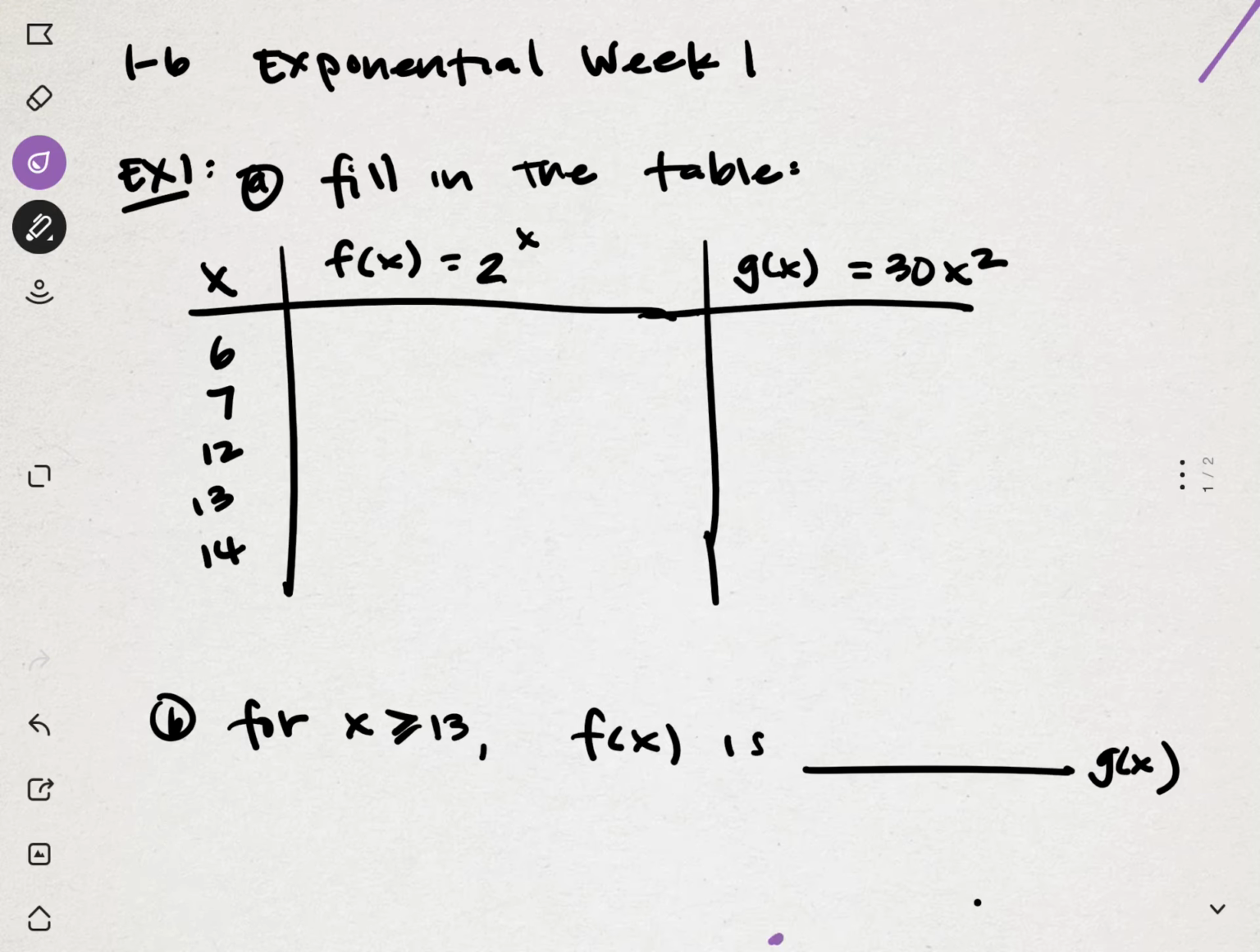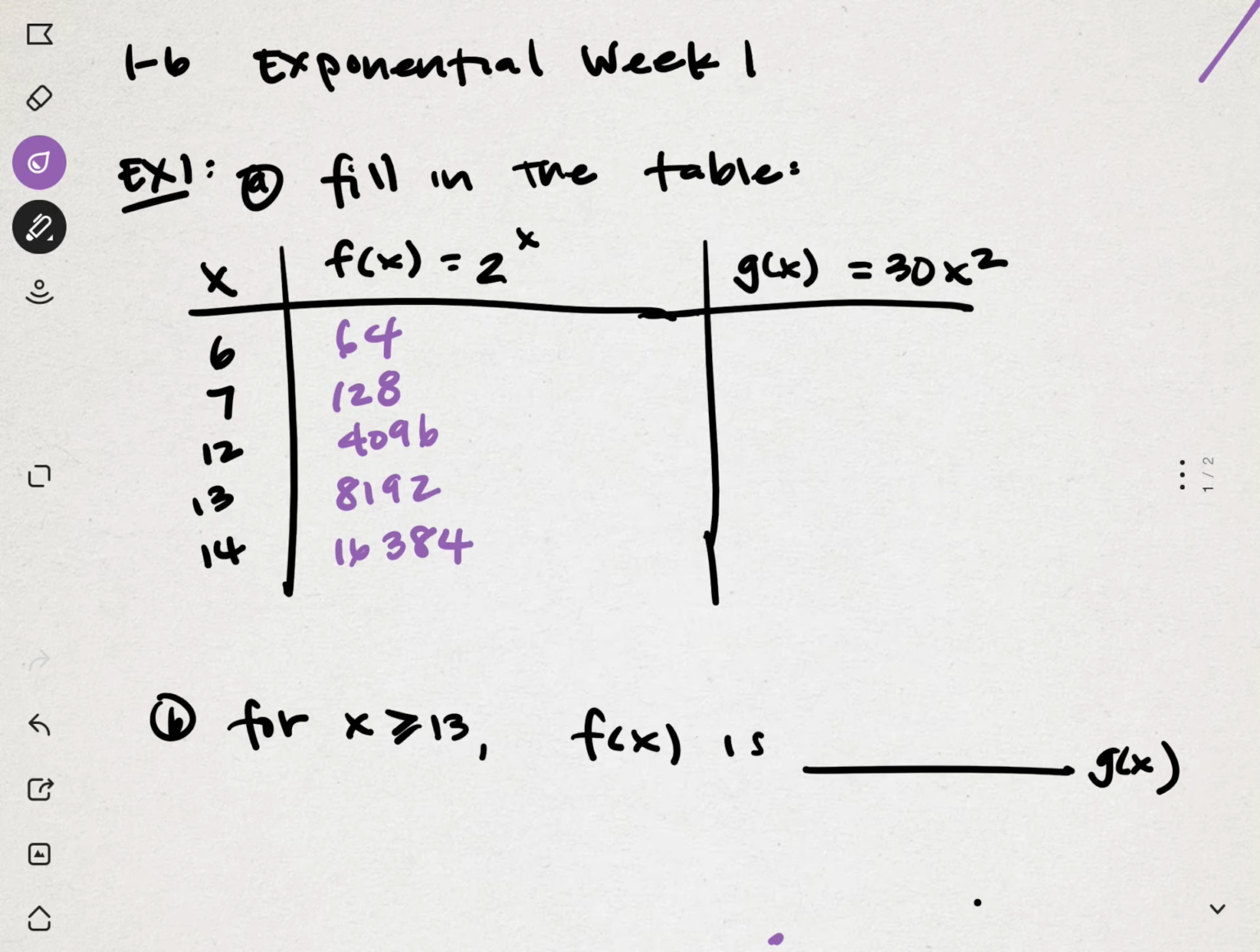So we're just going to fill in 2 to the x power, so 2 to the 6th. It's going to give us 64. 2 to the 7th is going to give us 128. 2 to the 12th is 4096. 2 to the 13th, 8192, and 2 to the 14th is 16384.